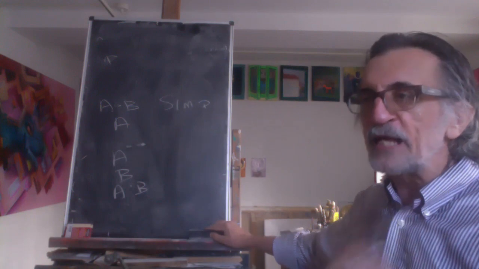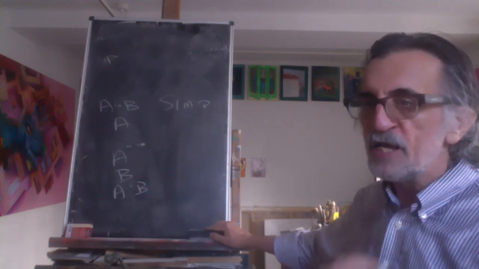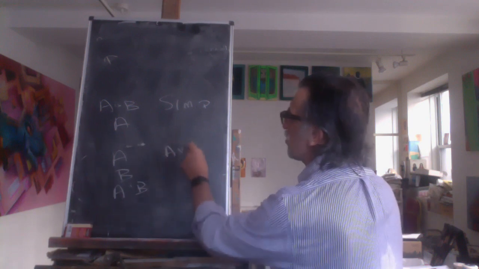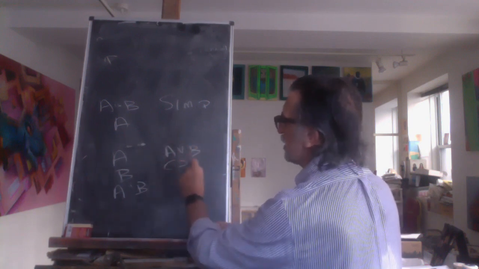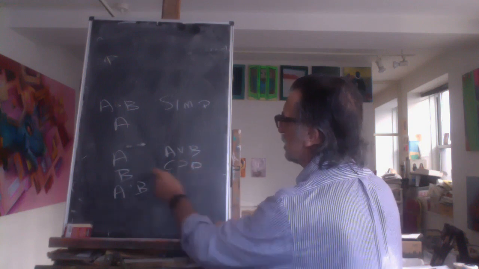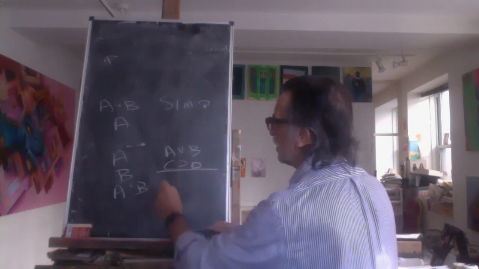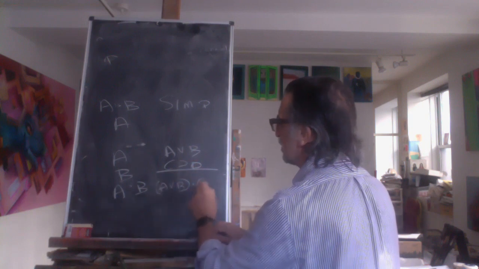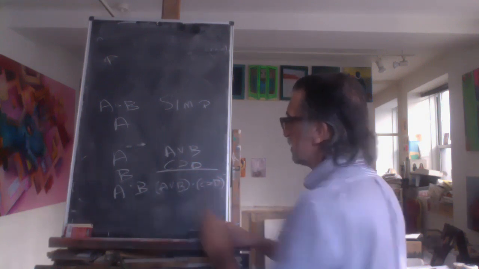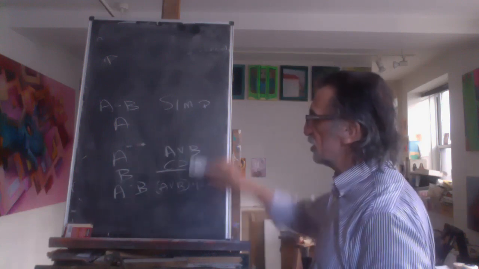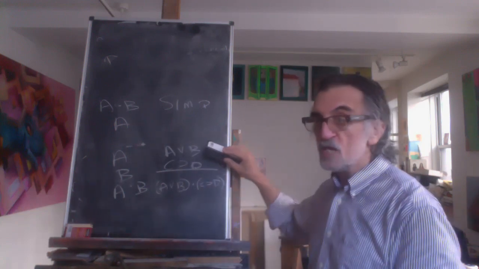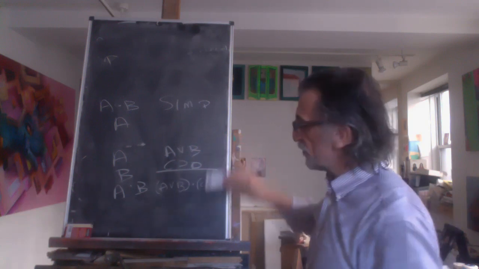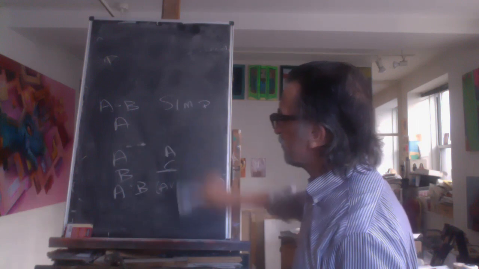The things that get conjoined don't have to be individual letters. We can have A or B, and if C, then D, and we can conclude A or B, and if C, then D. That's the same rule, conjunction. You take this whole line, you can't take part of a line, and you can join them.